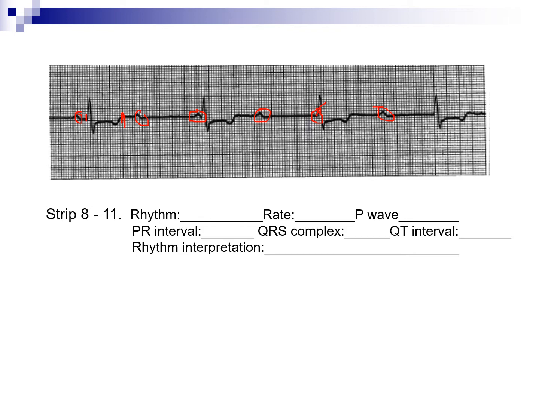In the interpretation of this rhythm, because the R to R is regular, it cannot be a second degree type 2, and there definitely are more P's than QRS's. The PR interval is not constant, so it cannot be second degree type 2, so we are naming this a third degree heart block or complete heart block.